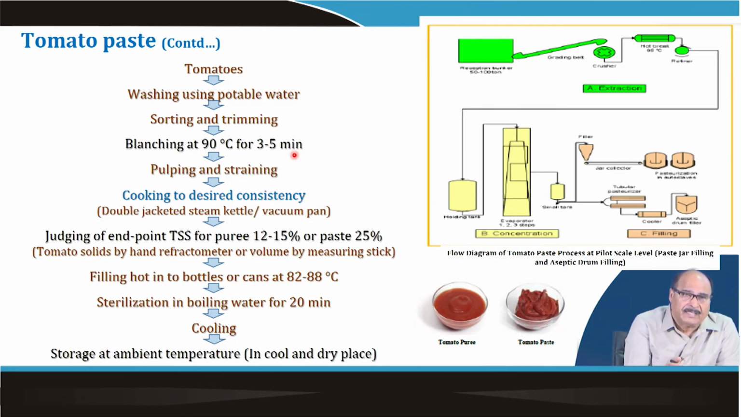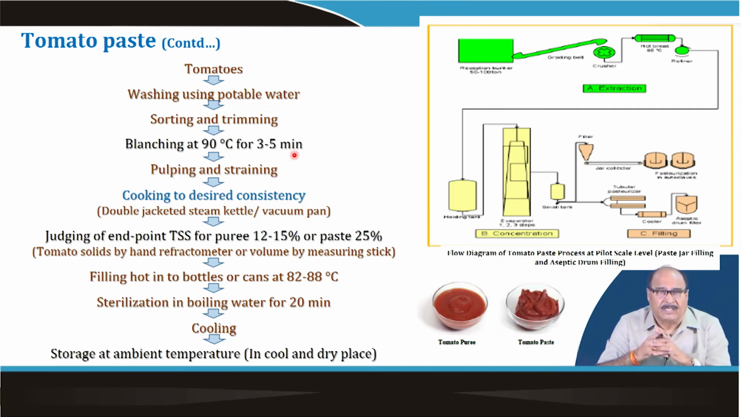Then pulping and straining and cooking to the desired consistency, where a double jacketed steam kettle or vacuum pan is used. So, here the tomato is concentrated. Finally, judging of the end point: the TSS of the puree is around 12 to 15%, or if it is paste then about 25%, and this is done by hand refractometer, or volume is measured by a measuring stick.